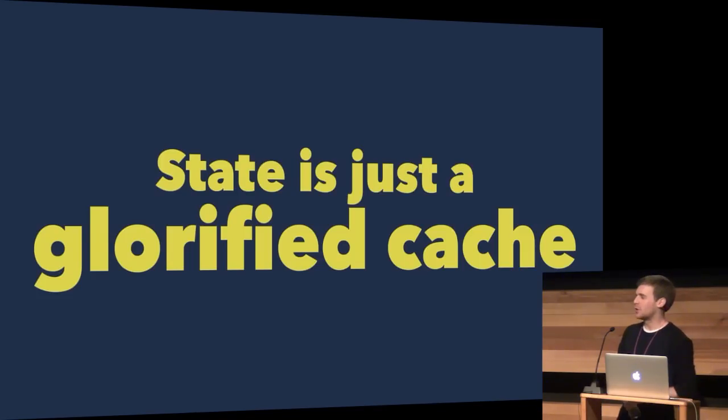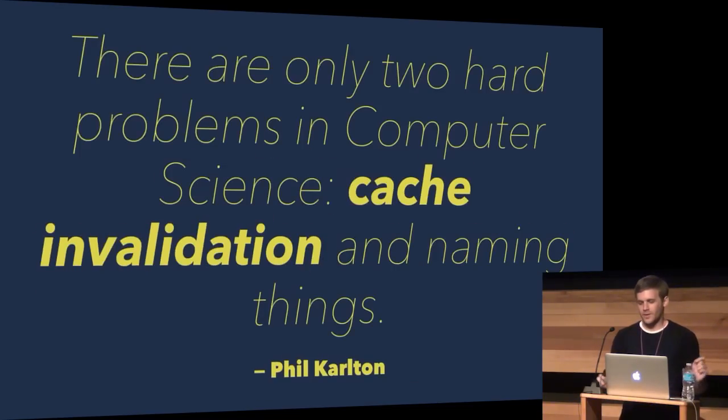It's also just a glorified cache. And what I mean by this is, if you think about it, a variable is kind of like a cache for a single value. You can store something into the cache, you can invalidate it by changing that value, and you operate on it, and so forth. So that makes sense, right? Like, what's the big deal about that? Well, it turns out cache invalidation is really, really hard. This is one of the hardest problems we've ever had to solve as computer scientists.